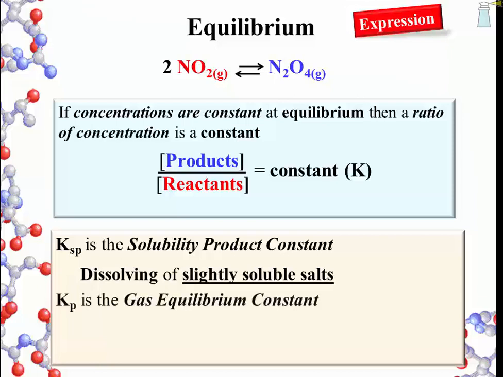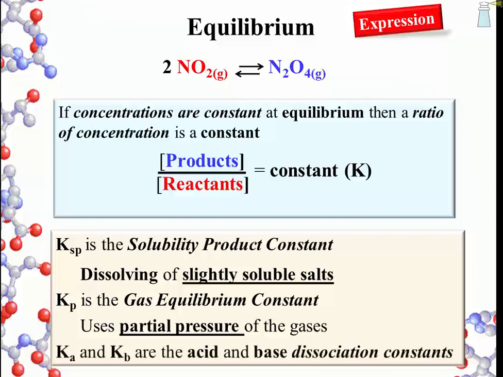Another constant is K sub P, or Kp. It is the gas equilibrium constant and uses the partial pressure of the gases for concentrations. Pressure is not really a concentration, but it works for getting equilibrium constants. As was shown in the Acids and Bases Advanced Concepts lecture, the Ka and Kb are the acid and base dissociation constants. See that lecture for a deeper look at Ka and Kb.